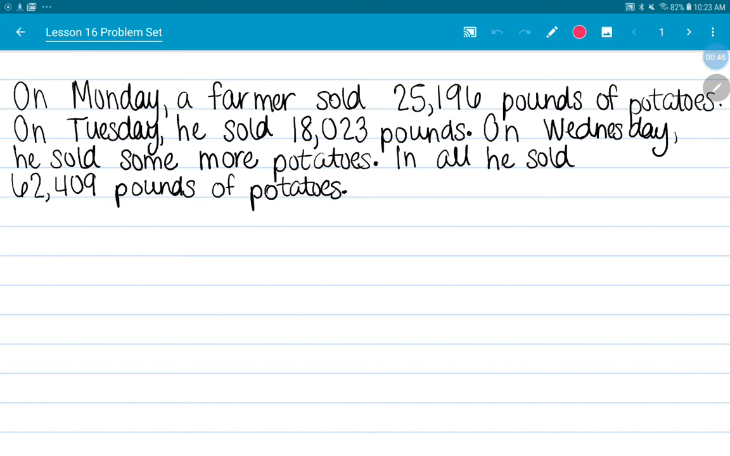Number 1 says, on Monday, a farmer had sold 25,196 pounds of potatoes. On Tuesday, he sold 18,023 pounds. On Wednesday, he sold some more potatoes. In all, he sold 62,409 pounds of potatoes. So let's start with drawing our tape diagram of what we know.